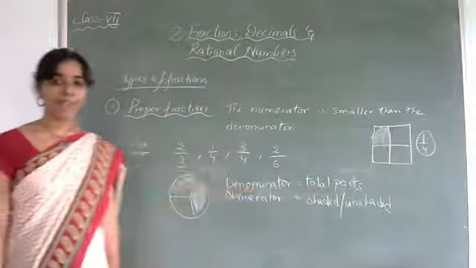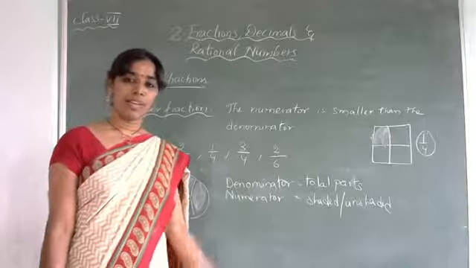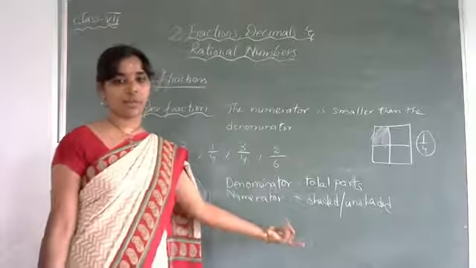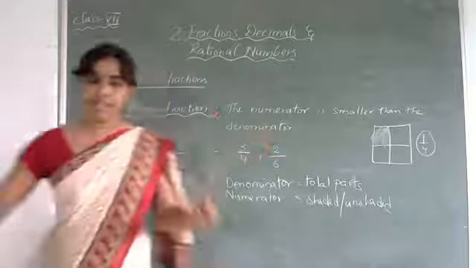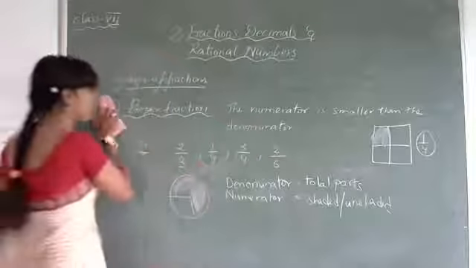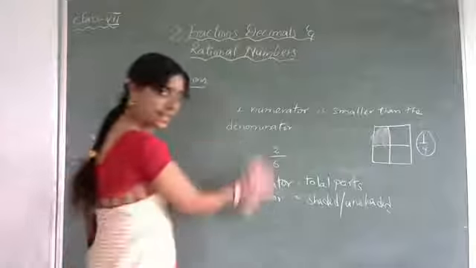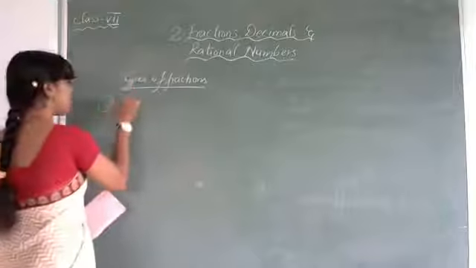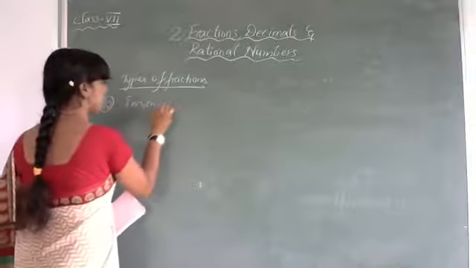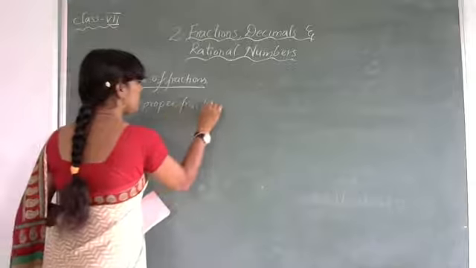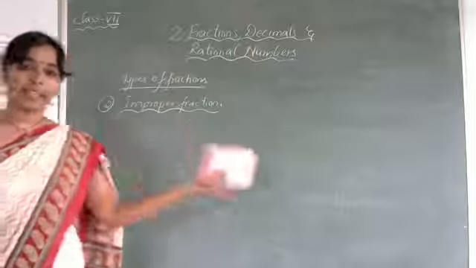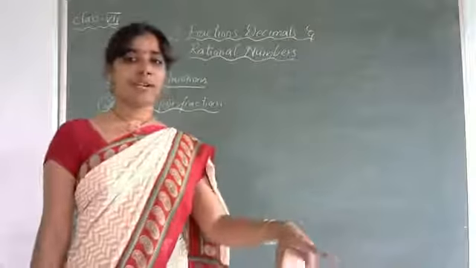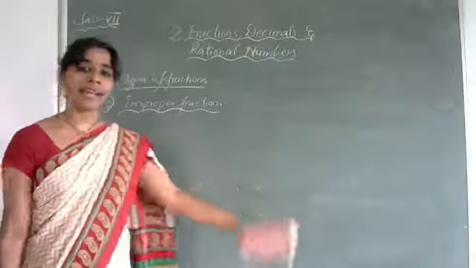Like this we have to represent fractions pictorially also. This is the proper fraction. Proper fraction means the numerator is smaller than the denominator. Then what is our second one? Do you understand proper fraction, children? Yes. The second one is the improper fraction. Improper fraction is the reverse of the proper fraction. In a proper fraction the numerator is smaller than the denominator. Here the numerator is greater than the denominator.